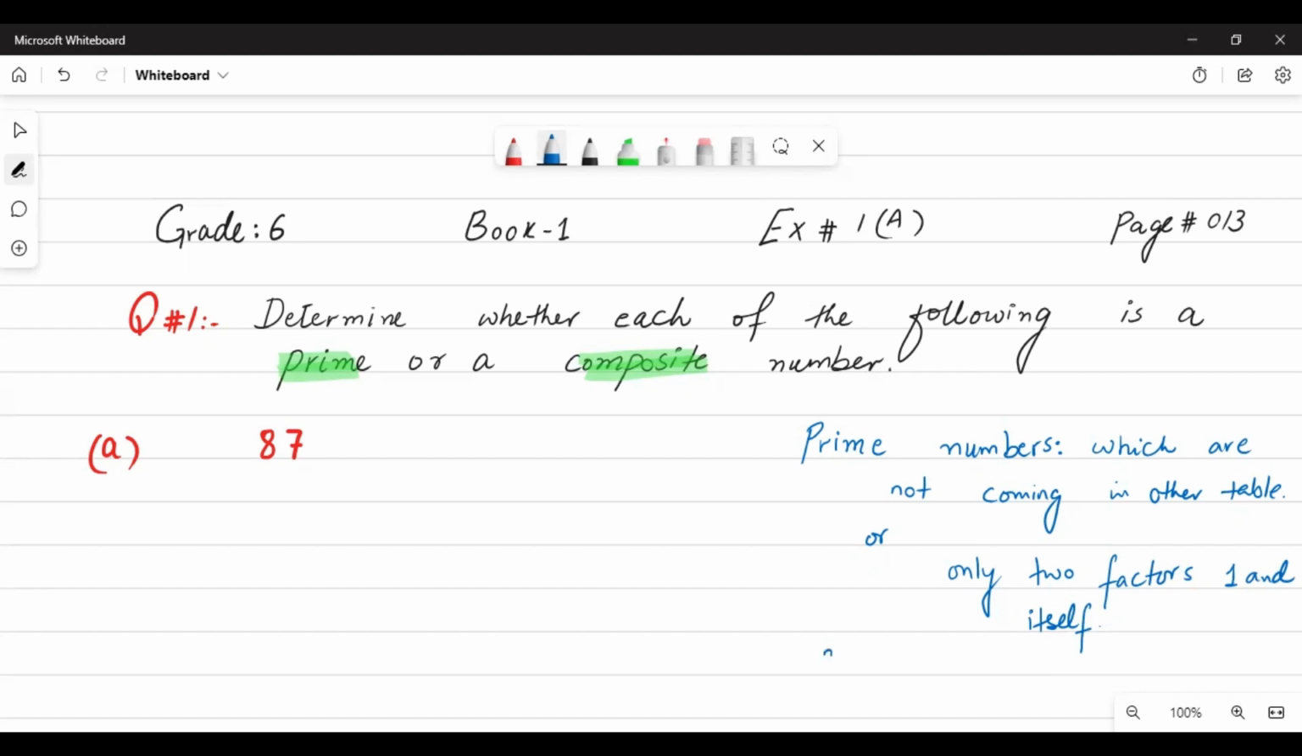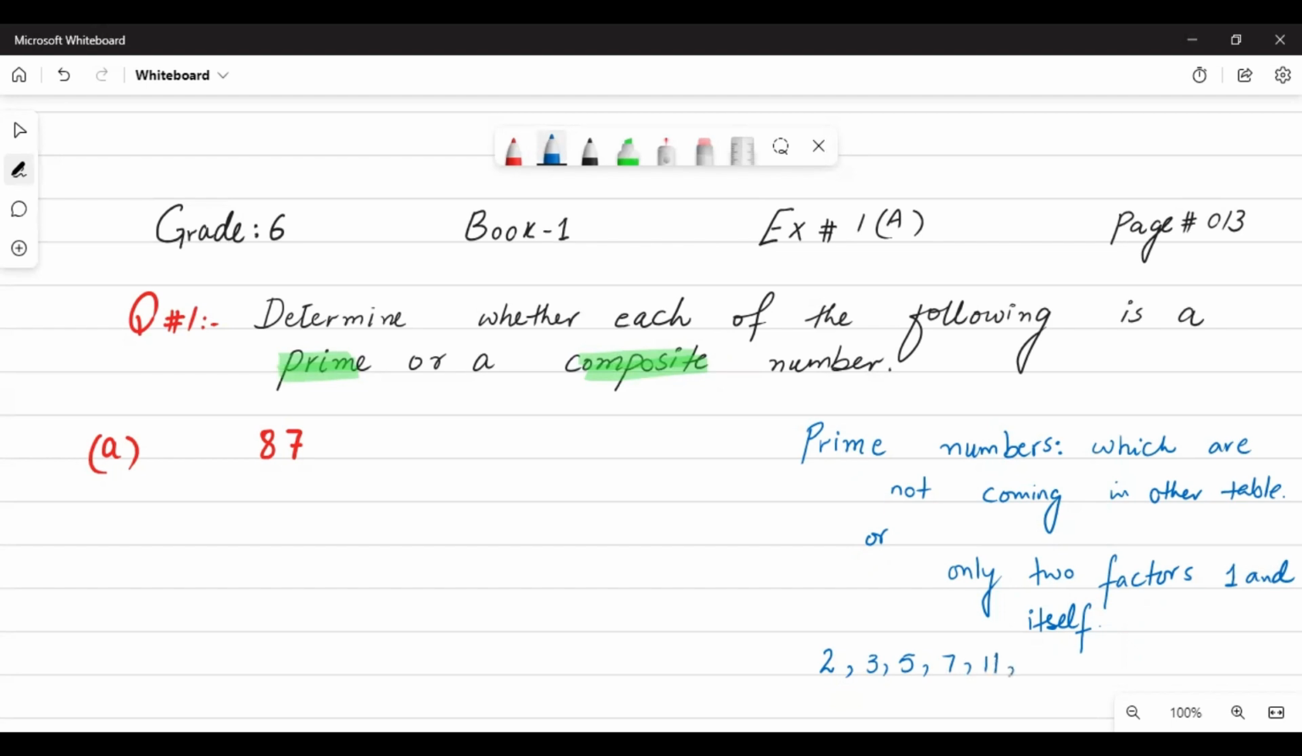The prime numbers are, 2 is the first prime number. Remember, they are not starting from 1. 2, 3, then 4 is coming in 4's table and in 2's table, so it will not be. Then it will be 5. 6 will not be a prime number. It is 7. Then 8 is not a prime number. 9 is not a prime number. 10 is not a prime number.